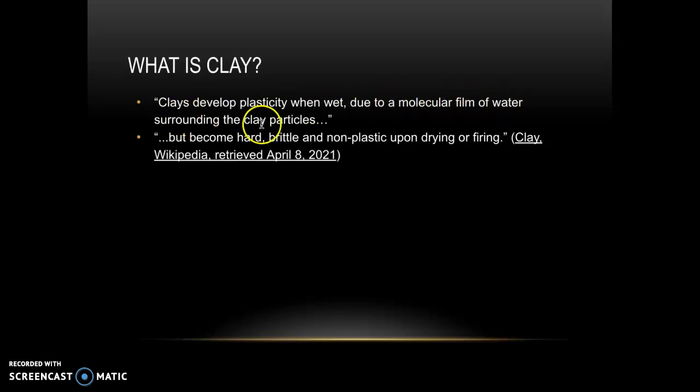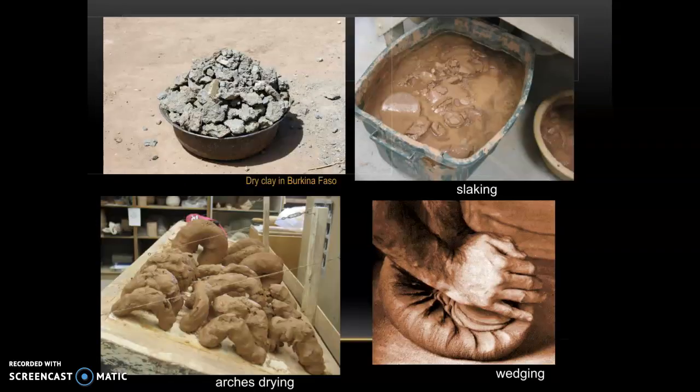Now we know that is a characteristic of wet clay, right? The molecular film of water surrounding the clay particles. We know that wet clay is plastic. We can build with it. We have been building with it. When it dries, it says it becomes hard, brittle, and non-plastic upon drying or firing. That means that once it's bone dry, it's breakable. We know that. And this is what allows us to go through the recycling process.